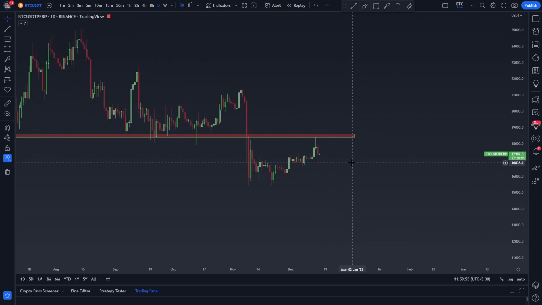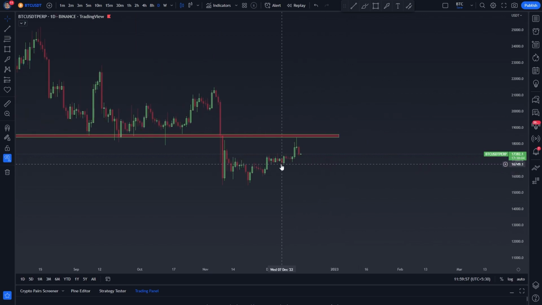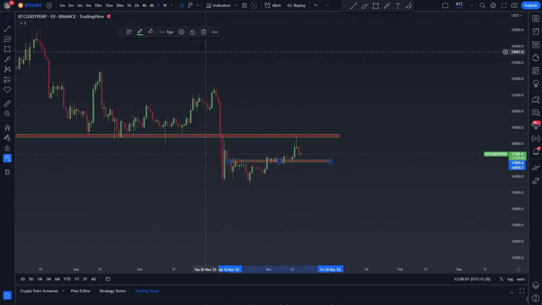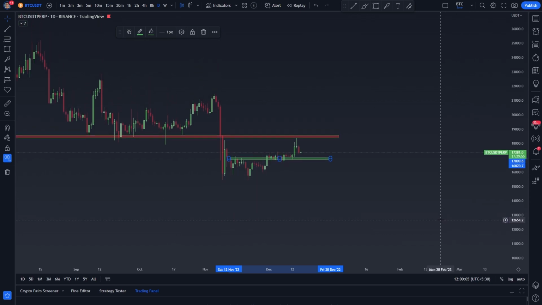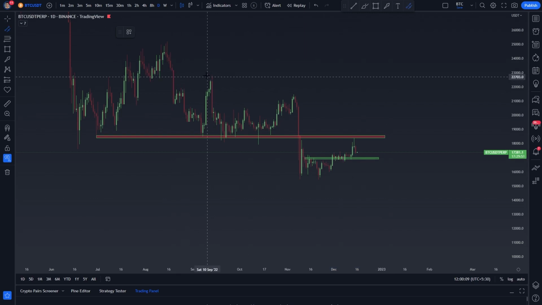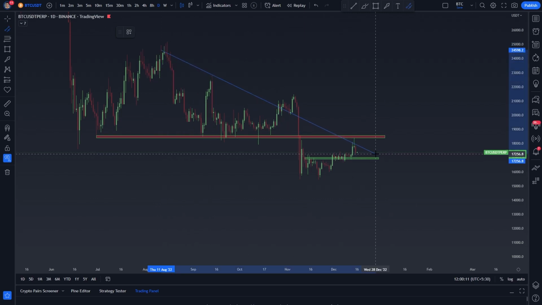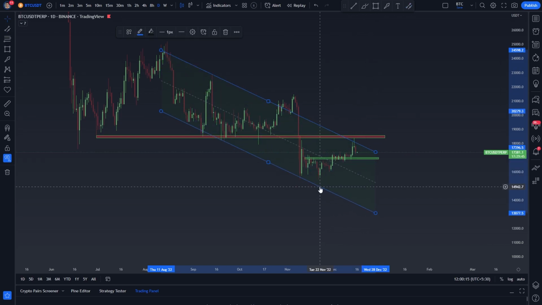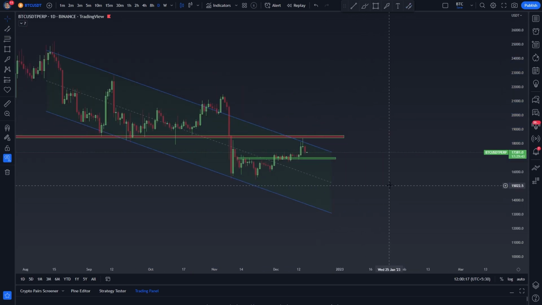Right now, what do we think about Bitcoin? We do have another good support level over here. Let's make that green. We also could draw a channel trend line all the way here and here. That's there.